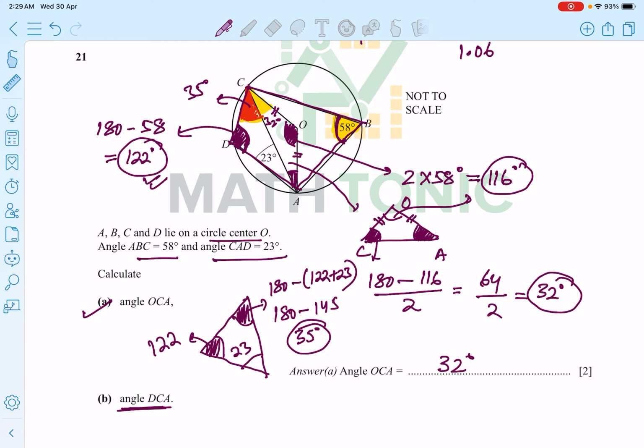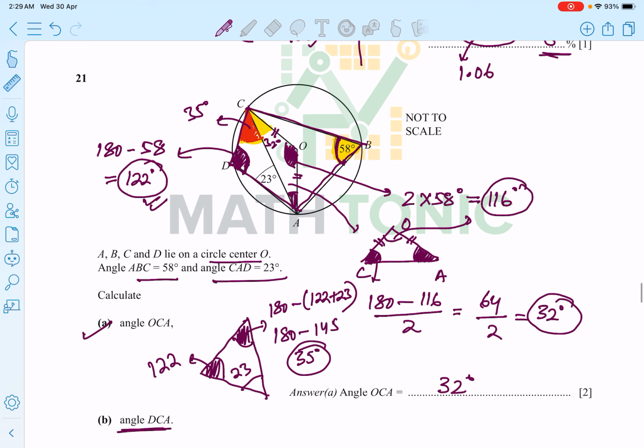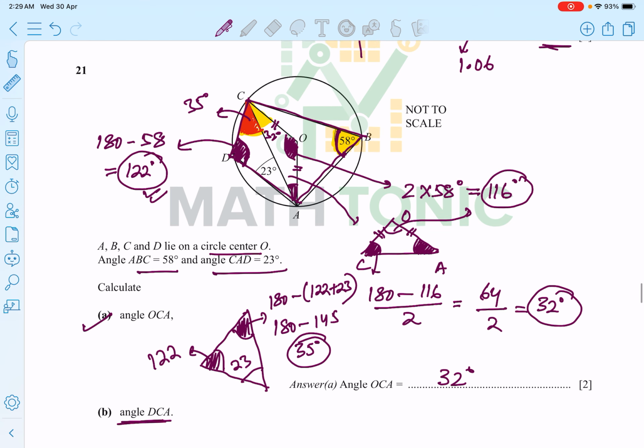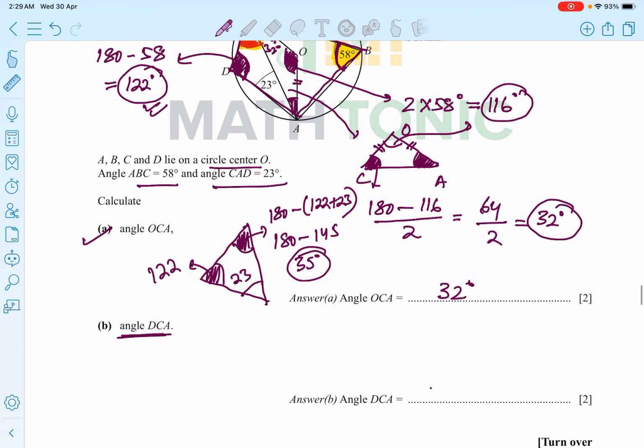Okay, so we can expect, yes, a circle theorem question in your IGCSE exam. So yes, try to learn all the rules that you have in circle theorem. Got it, everyone? So yes, with this answer we got 35 degrees.